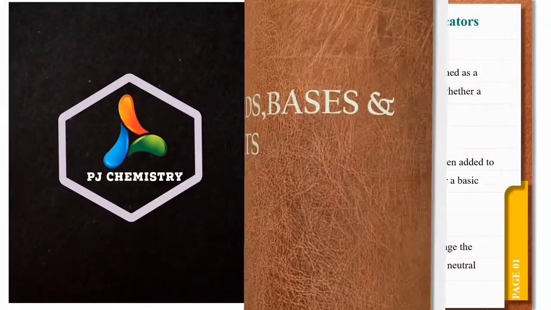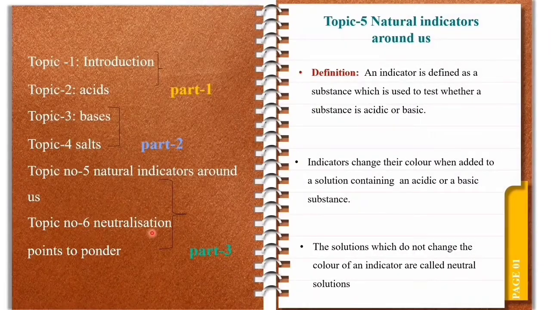In the acids, bases and salts unit, I have divided the topics into three parts. We have completed part 1 and part 2 in previous videos. If you haven't watched my previous videos, I gave the link in the description box. Please check it out. Now we will discuss part 3, which contains natural indicators around us and neutralization.